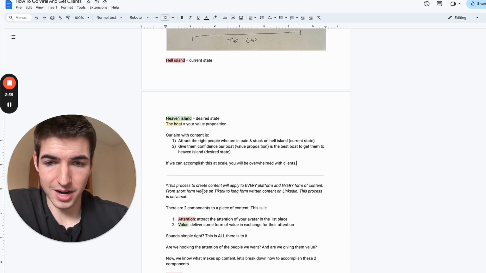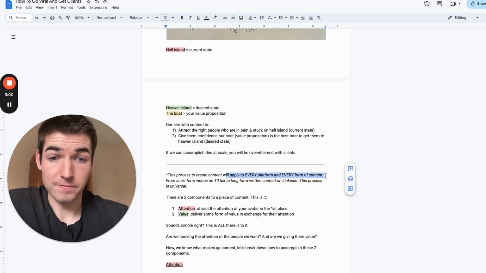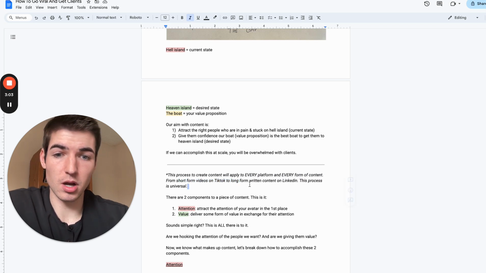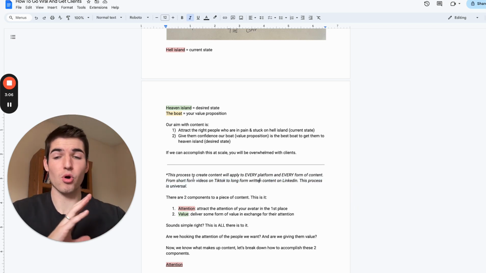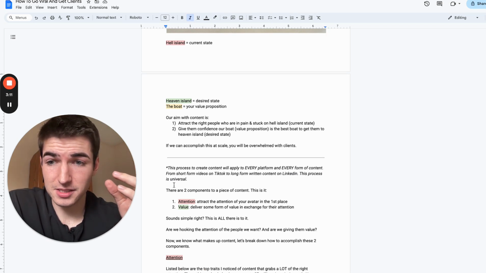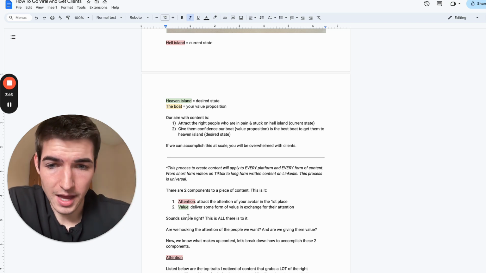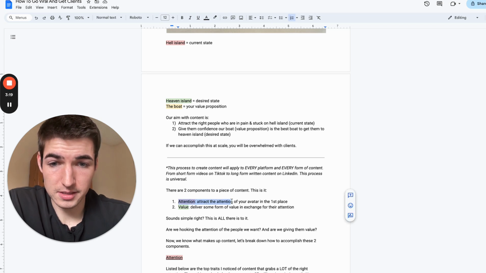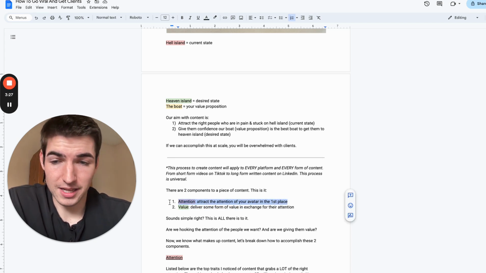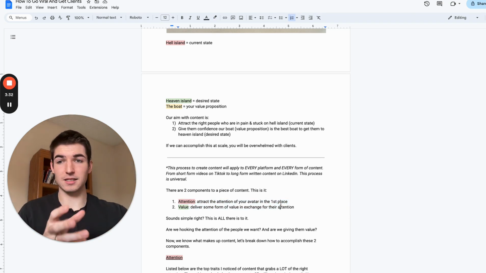So here's the process, or what makes up content basically. This is going to apply to every platform and every form of content. So this could be short form videos on TikTok to long form written content on LinkedIn. It really doesn't matter what platform, whatever you're doing, this can apply to you. All right, so I really critically thought about this. It's sort of what makes up a piece of content that actually matters, and there's literally two things. It's one, attention. So this is the most important. I mean, they're both important, but without this, you have nothing. So this is attracting the attention of your avatar in the first place. If you don't know how to grab mass attention, there's nothing to do. There's no influencing. There's no getting clients. You don't have their attention in the first place.